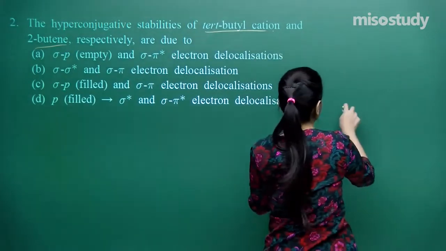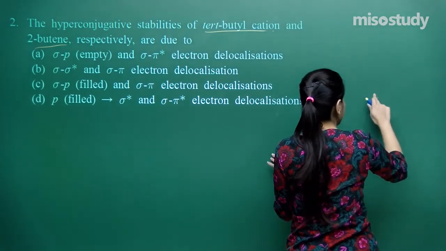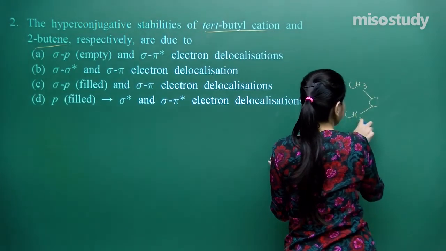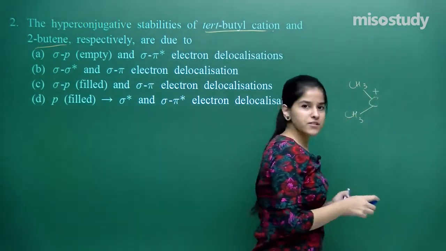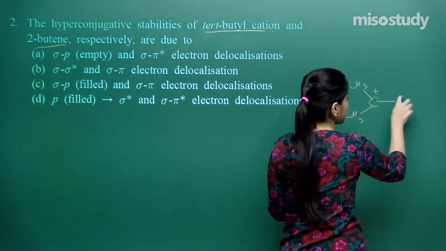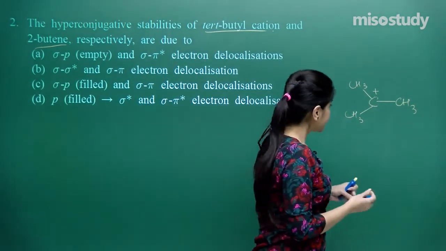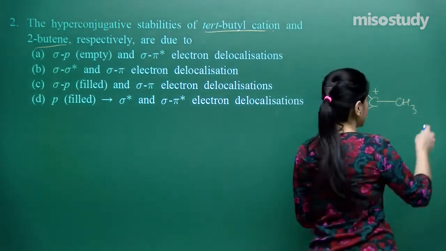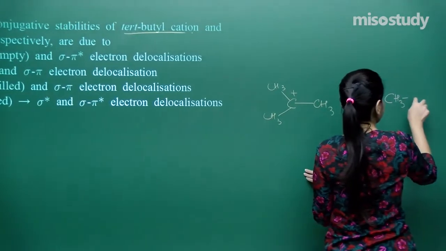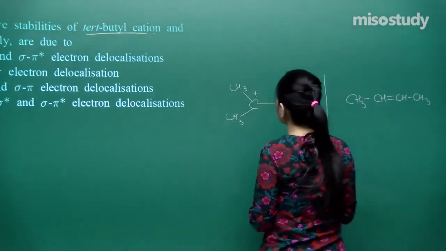So let us just draw. It is the tertiary butyl cation I need to form first. A positive charge, and it needs to be a tertiary butane. That is what we need to have. And this is nothing but the tertiary butyl cation, and I need 2-butene, this is the next compound that we need.